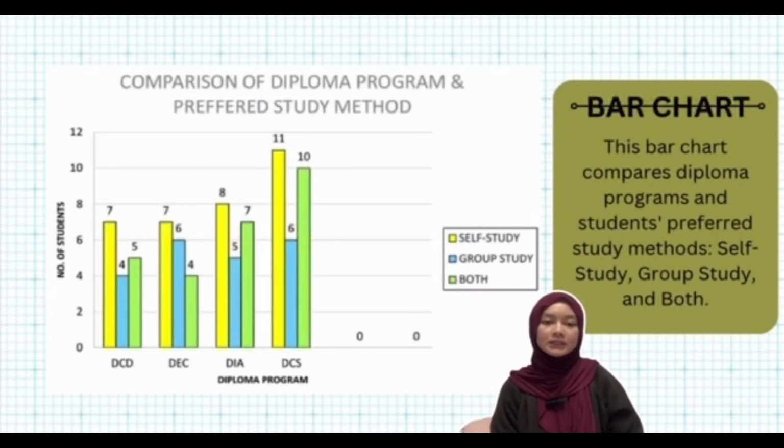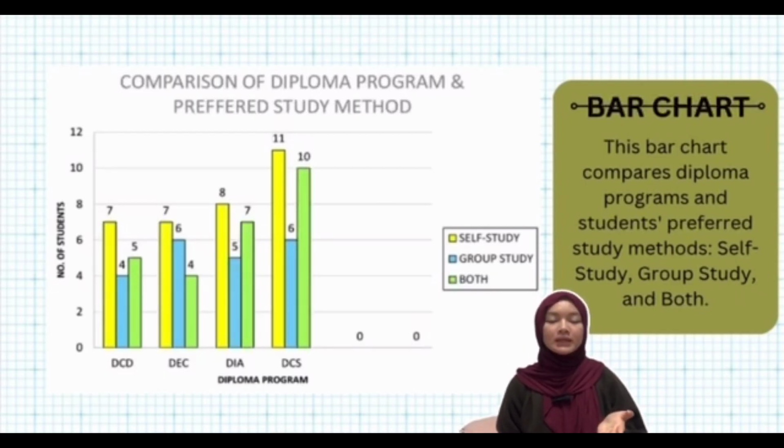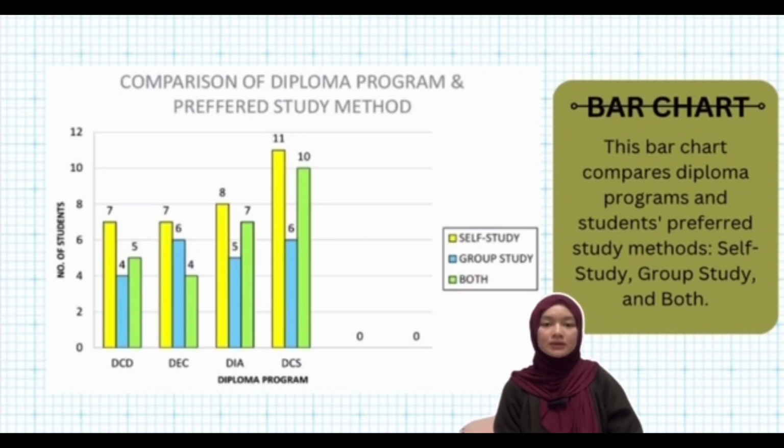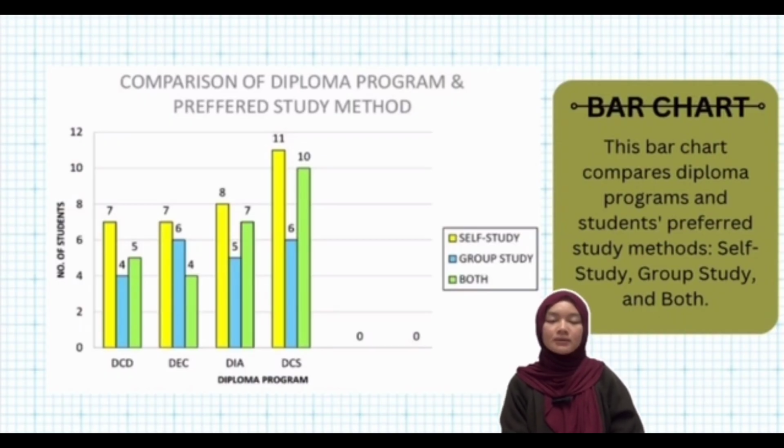Next, this bar chart compares diploma programs and preferred study methods. For DCS, the highest one is self-study, which is 11 students. For DIA, the highest one is self-study, which is 8 students. For DEC, the highest one is self-study, which is 7 students. And for the DCD, the highest one is the self-study method, which is 7 students.